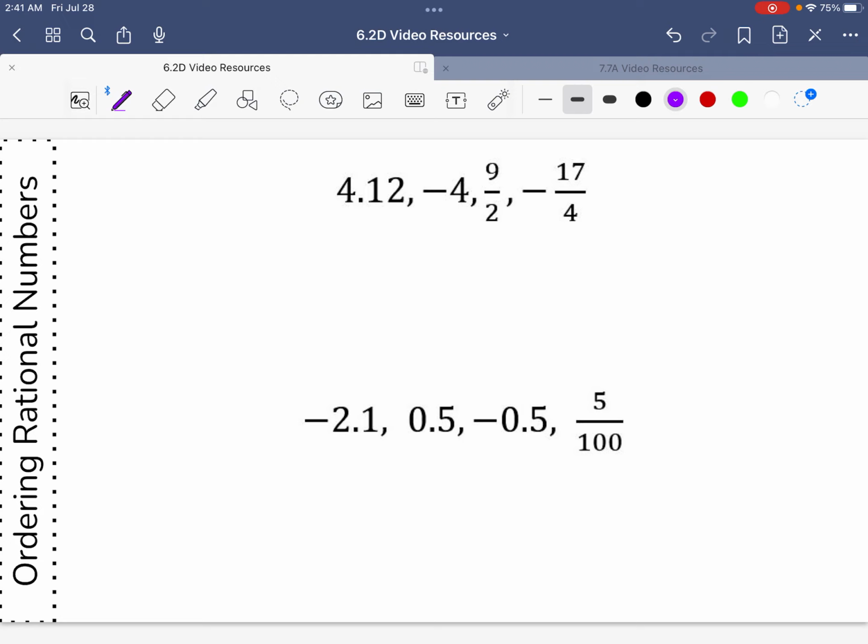Hey guys, today we're going to be ordering rational numbers. And so the first problem I'm given 4 and 12 hundredths, -4, 9 halves, and -17 fourths.